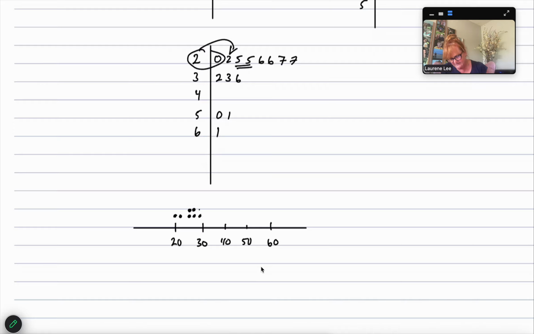Two 27s. I'm kind of tight in there. After I've started drawing this, maybe I should have counted by 5s to spread it out a little bit so you could see what was going on better. It's up to you. And then I've got a 32, a 33 and a 36. I've got no 40s. I've got a 50 and a 51 and then a 61. So that's my dot plot.